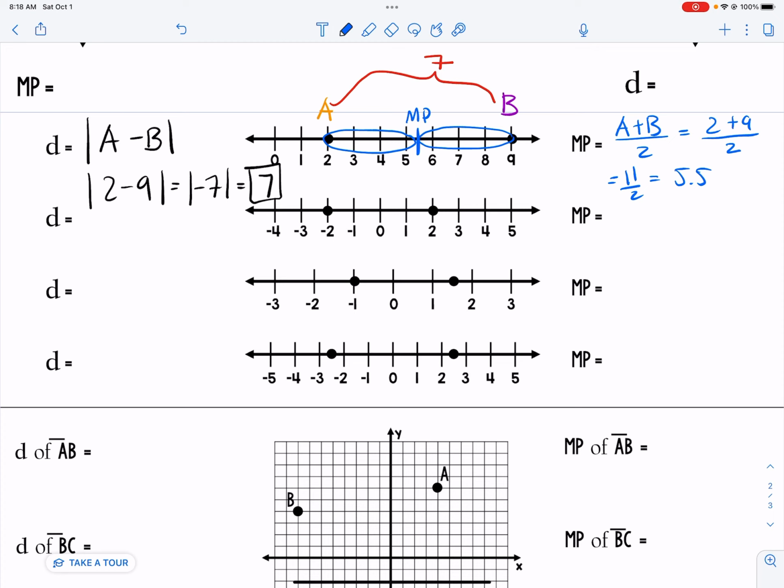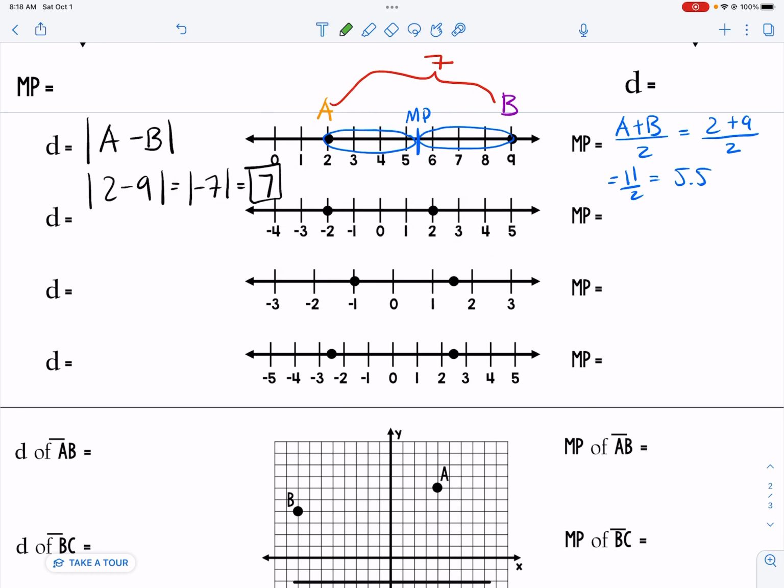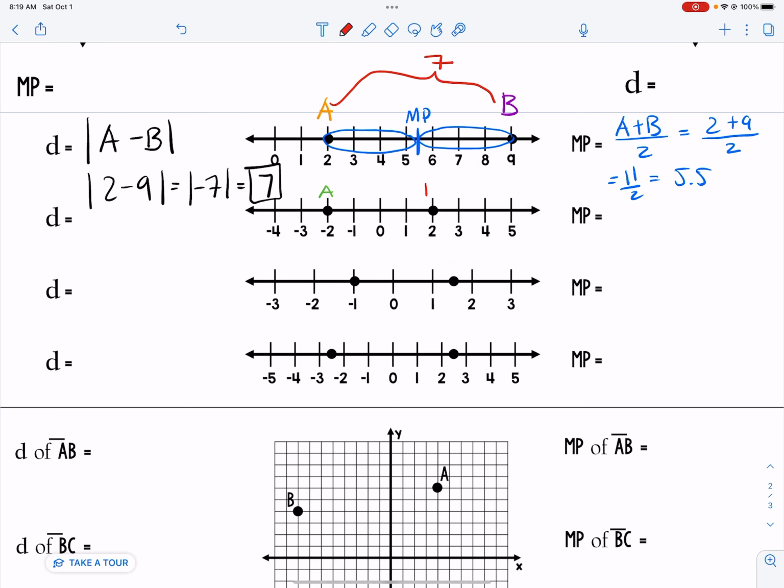Let's go ahead and do the next one. We'll do it together, so try it with me, and then you will do the last two. For the next one, let's label A and B. It doesn't matter which one you choose as A and B. If you do your math right, it should be the same. So let's put this one as A. So A is at negative 2, and B will be at positive 2.